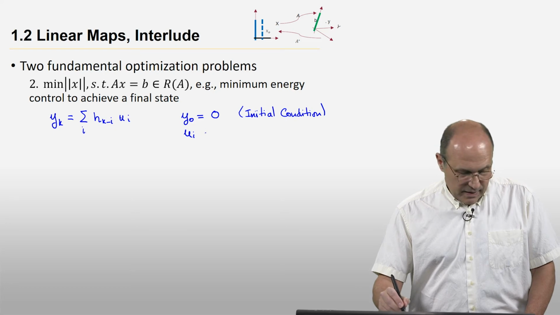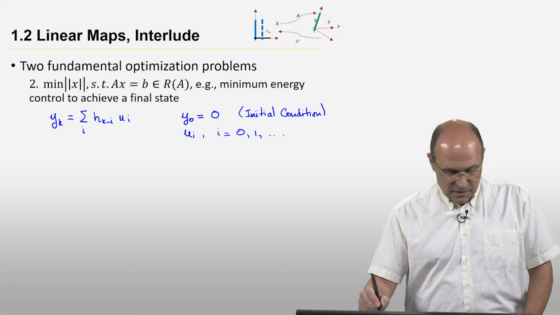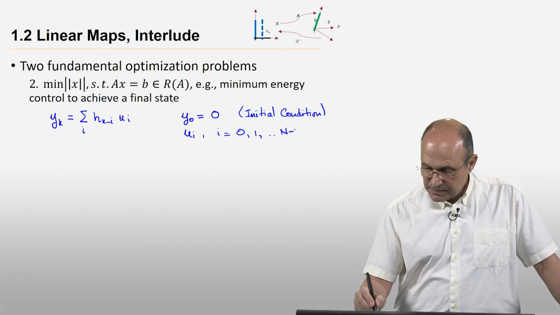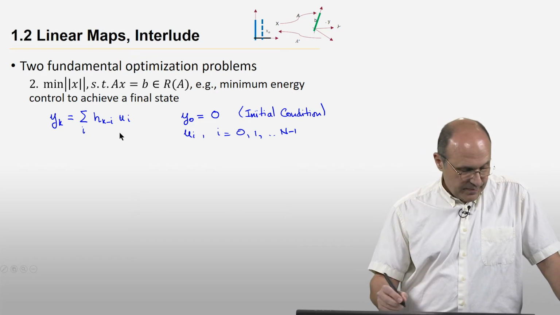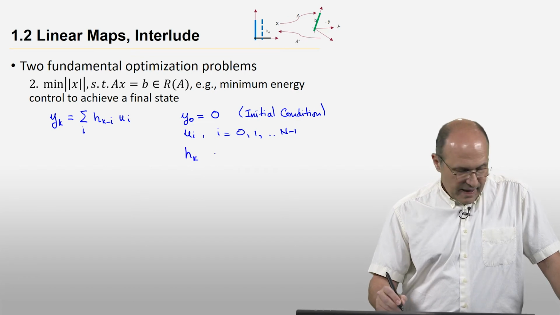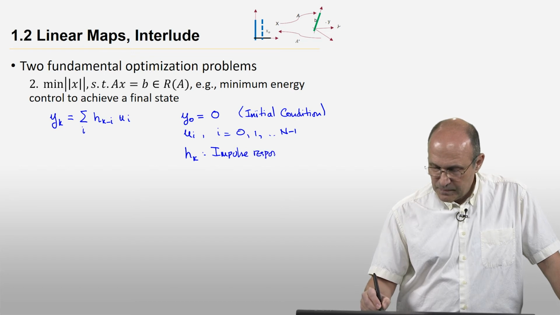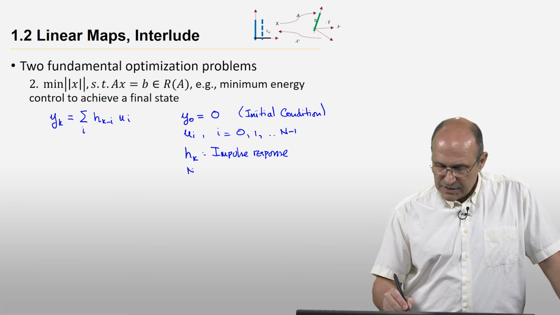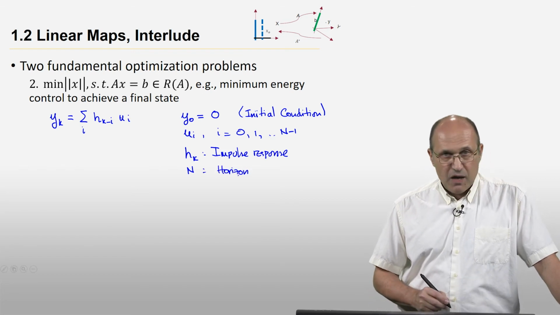Then UI, I going from 0 to n minus 1, are the different controls that we can apply to the system. The HKs are the impulse responses, the impulse response coefficients. So how the system weighs past inputs. And N here is going to be the horizon of the problem. So for how long we need to look at this system.